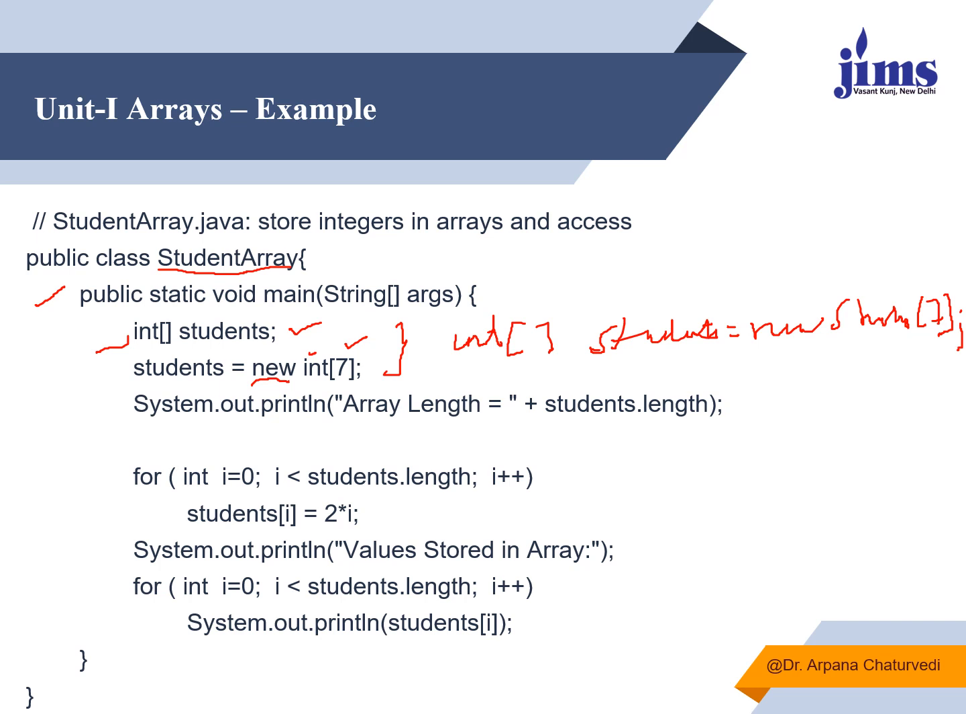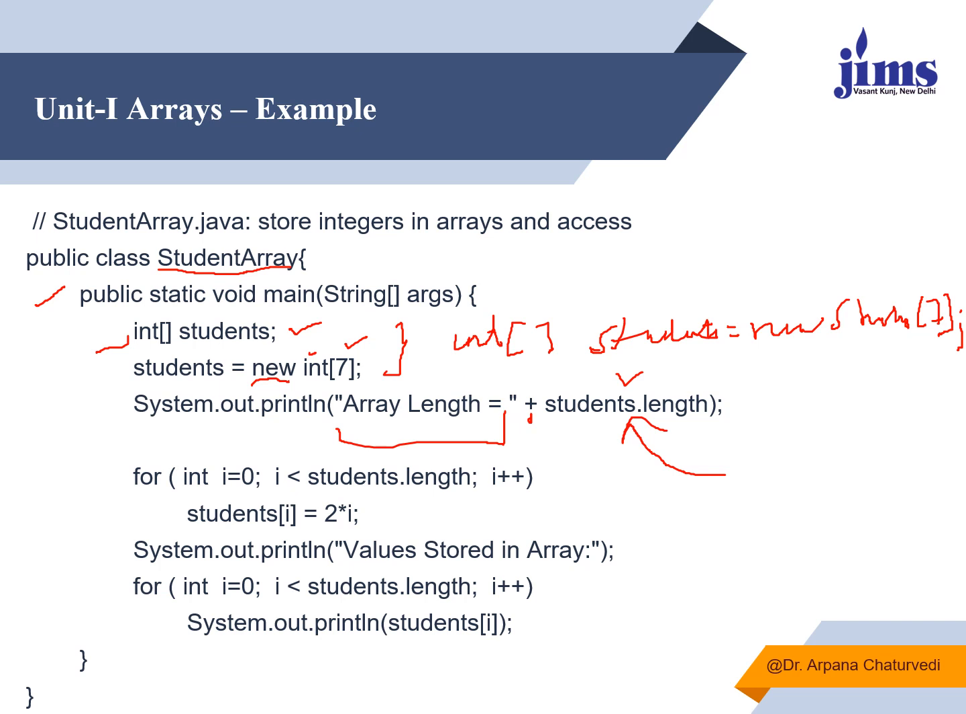So right now we have declared an array. Now I am checking what the length of the array is. How can we check? I am saying System.out.println within double quotes array length equals to, and then the plus is a concatenation operator, it will return me the length of the array, that is 7.